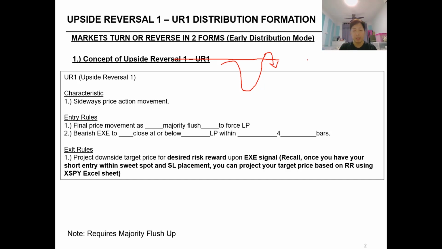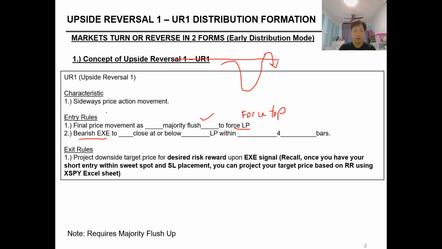Over here I will lay out the criteria first, and then we'll go into the examples later on, which will be much clearer. The entry rule is that you want to see a final price movement as a majority flush to force the LP. This is actually a false top scenario. Because it's a false top scenario, we'll be looking for one of our EXEs, which is a bearish EXE, to close at or below the LP within 4 bars.